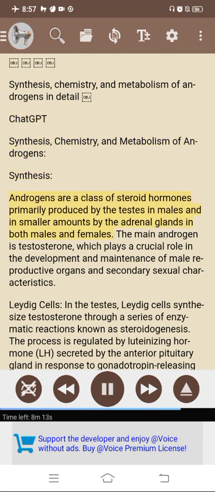Synthesis. Androgens are a class of steroid hormones primarily produced by the testes in males and in smaller amounts by the adrenal glands in both males and females. The main androgen is testosterone, which plays a crucial role in the development and maintenance of male reproductive organs and secondary sexual characteristics. Leydig cells.